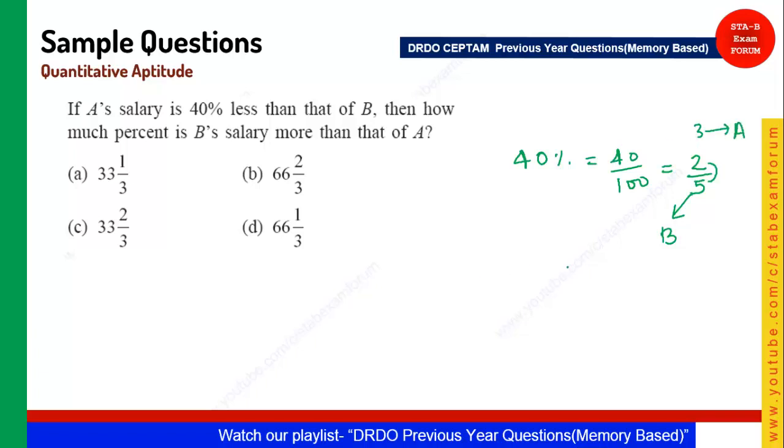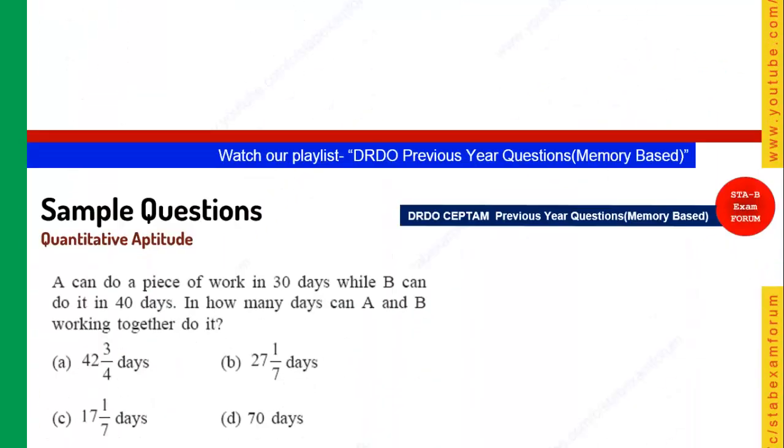So we need to find out how much percentage B's salary is more than that of A. So B's salary is more than that of A by 2 rupees with respect to A, so A comes downward, and the difference between them is 1, so percentage is 1 by 3 into 100, and it comes to be 33 1 by 3%. Okay, let's move to the next question.